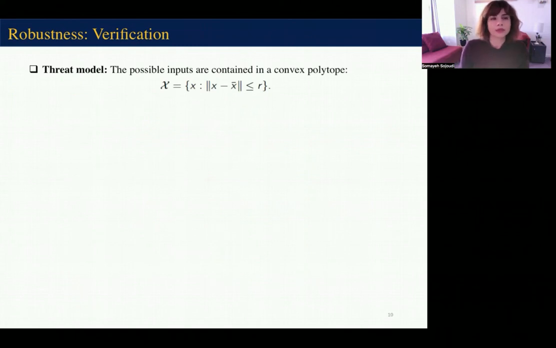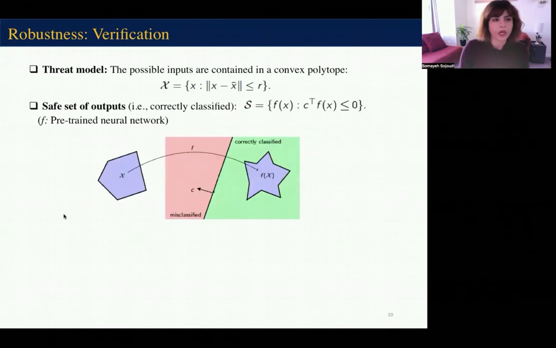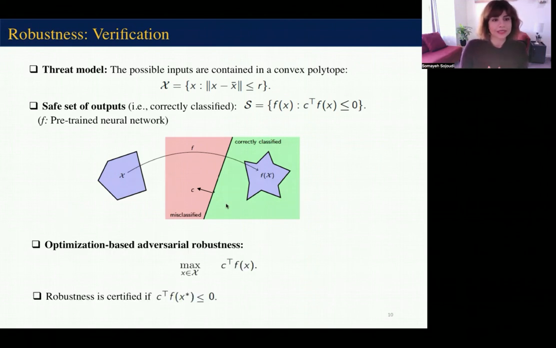A common threat model considered in such studies is that the possible inputs are in a convex polytope. We define a safe set of outputs, or correctly classified outputs, as the set of outputs that are on the left side of the hyperplane, which is defined by the normal vector C. And F here is the mapping defined by the pre-trained neural network. Since we want to show the worst-case input in X is classified correctly, we maximize this function. And if the optimal solution is negative, in that case, we say the network is robust.